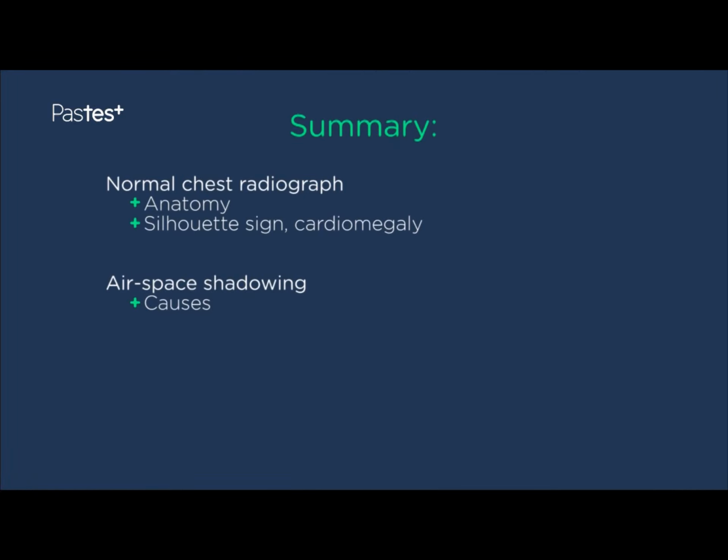So in summary, we've looked at a normal chest radiograph, we've concentrated on the anatomy and the basics of a chest radiograph. We've looked at the silhouette sign and used it to localise where the pathology lies, and we've looked at how to diagnose cardiomegaly, particularly on a PA chest radiograph. We measured the cardiothoracic ratio, and then we looked into airspace shadowing and the different causes, and it's important to remember that we can't differentiate between these on a chest radiograph. It's the other clinical findings that help us diagnose what's happening within that patient. That's all for this lecture.